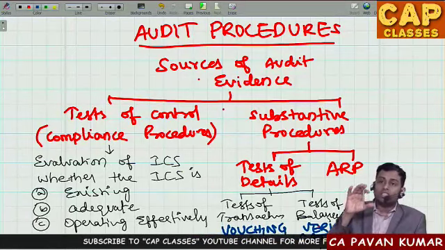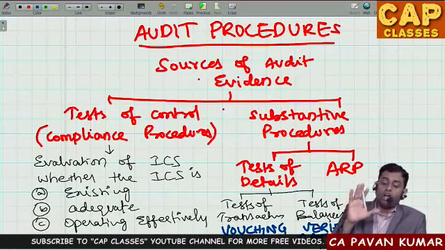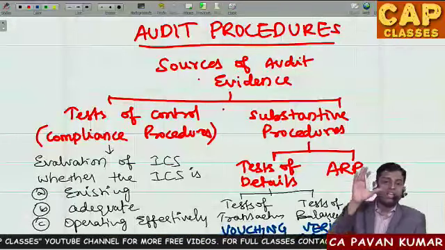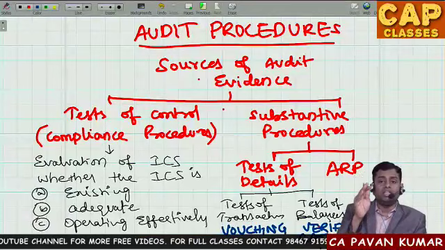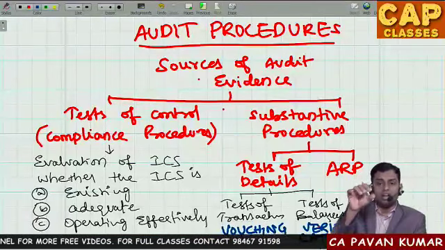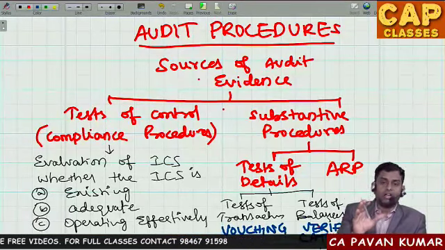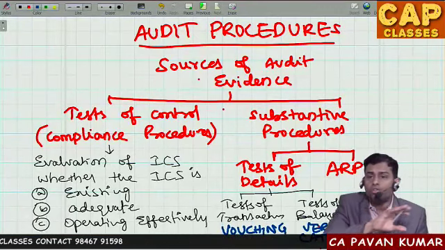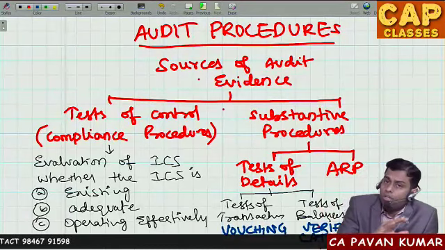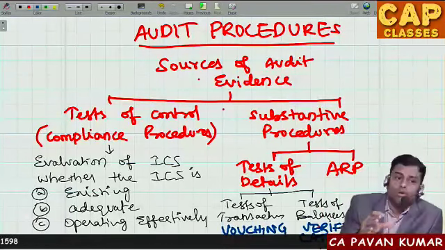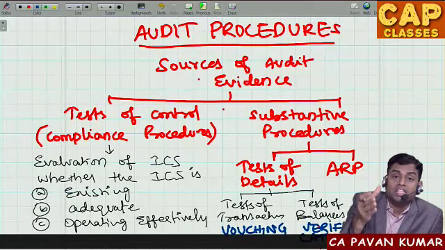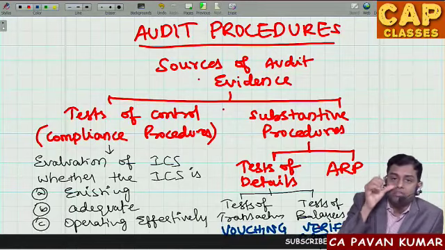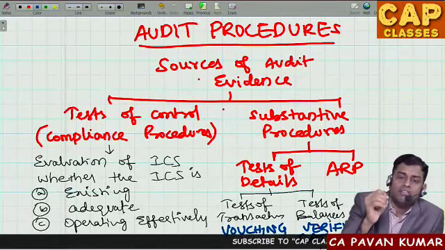So what are various sources to obtain audit evidence? There are broadly two sources. One is tests of controls, whether the internal controls are existing in this particular department, in this particular organization, in this particular division, in this particular transaction. You have to verify whether the controls are existing. Namesake controls are not enough. We need controls which are commensurate to the nature of the business and size of the client's business. So it should be an adequate control, whether the control is adequate in the given situation or not.